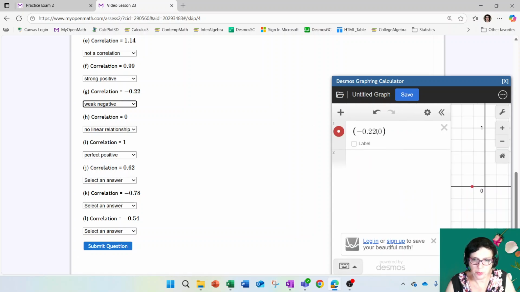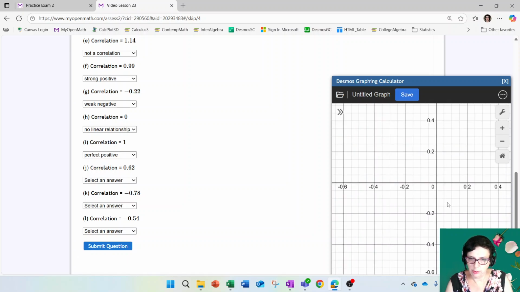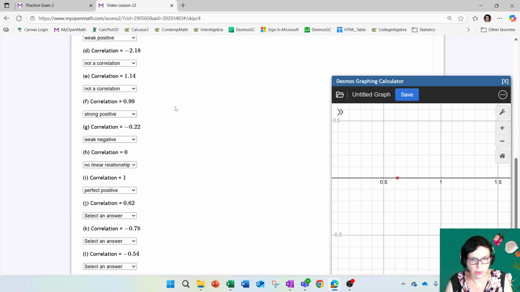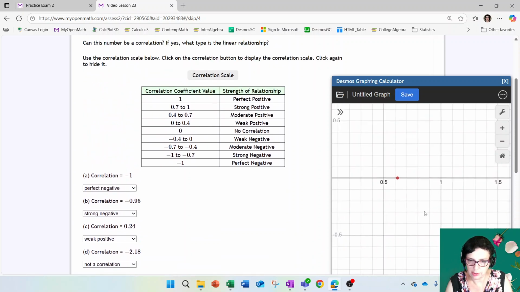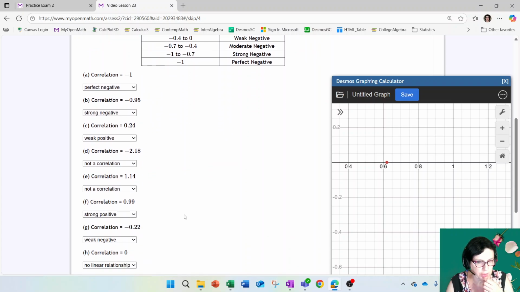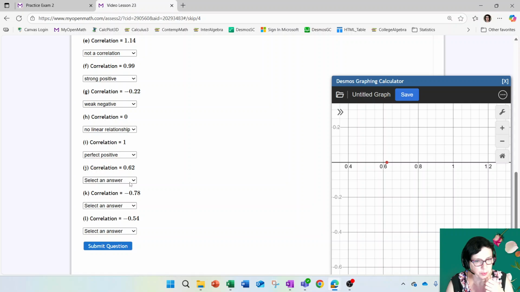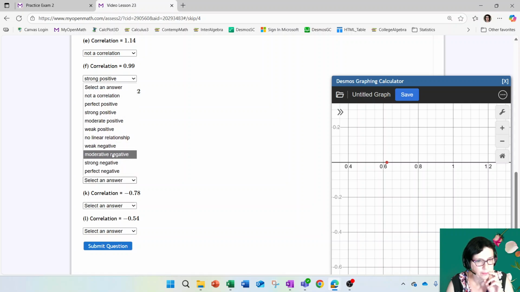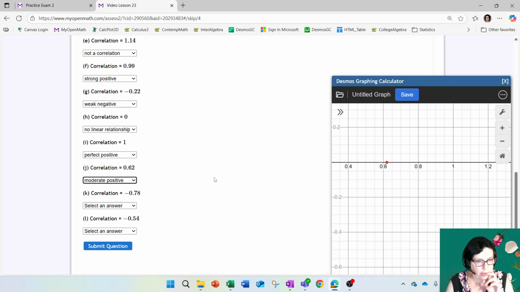Okay. Let's see what else we didn't answer. 0.62. So where is 0.62? Well, let's look at it. It looks like 0.62 is over here. So 0.7 would be right here, right? So it's moderate positive. It's between 0.4 and 0.7. So this is moderate positive.